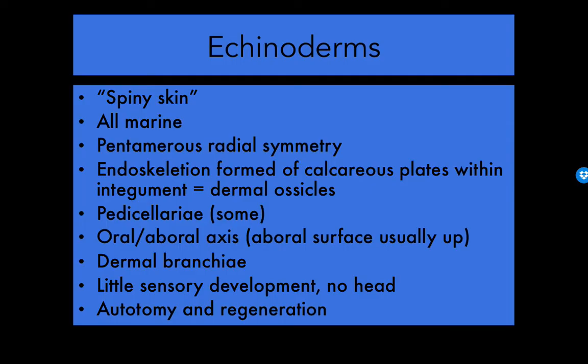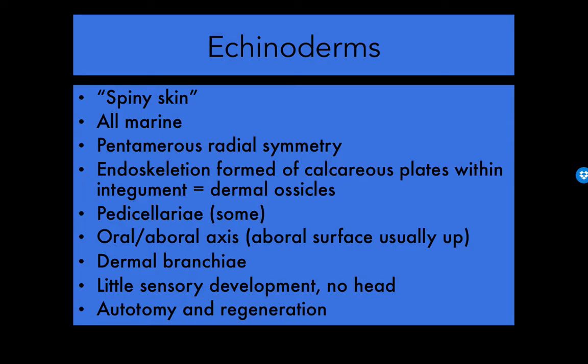They do have an endoskeleton, formed of calcareous plates, or very small bones that are contained within a skin or an integument. So we call these little tiny bones dermal ossicles. Some species of echinoderms have pedicellariae, which are projections from the skin that have little tiny jaws on them that they can use for grasping things.